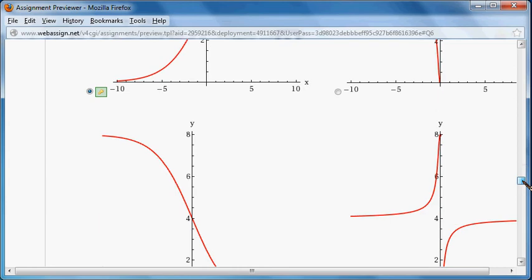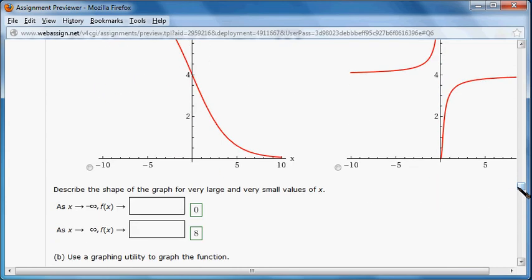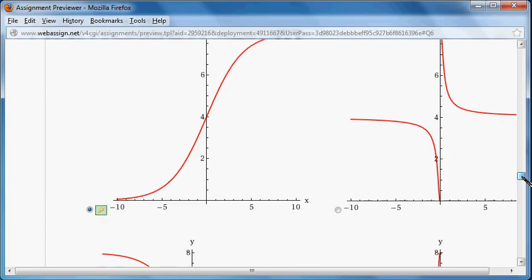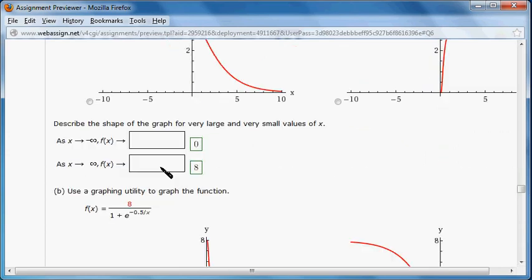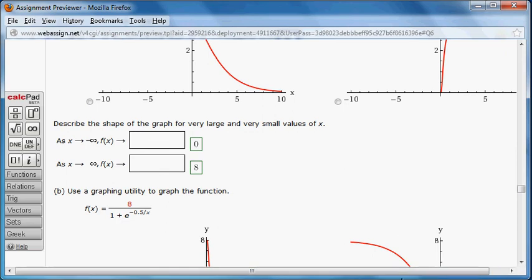All right, then if you go down here, describe the shape of the graph for a very large and a very small value of x. You can actually kind of tell from the graph. As x gets smaller and smaller, the function value is getting closer to 0. So we know that the answer here is 0.